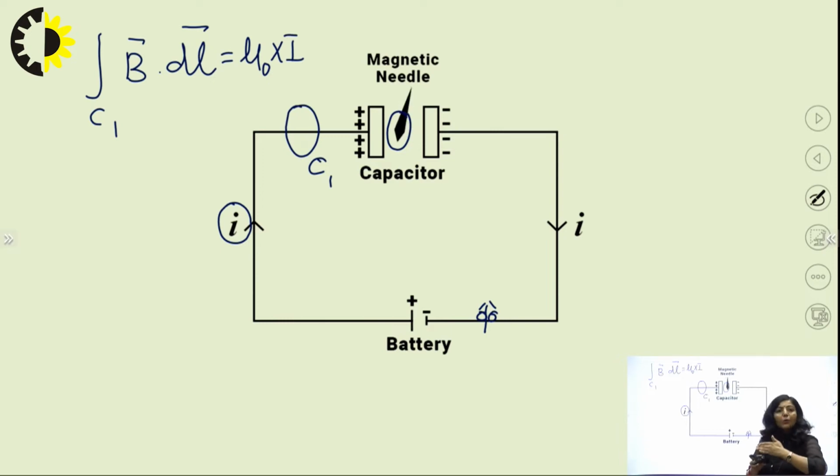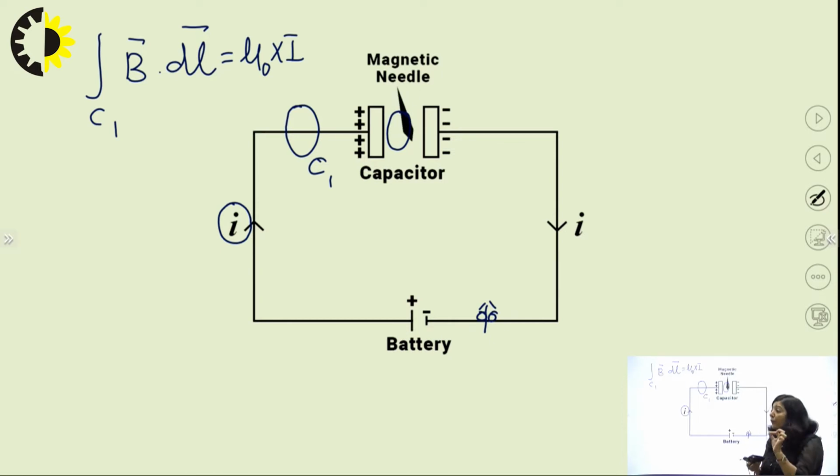So from 0 to 10 seconds means from the point where the charge over these two plates was 0, up to the time when these two plates are fully charged, 10 seconds are taken by these two plates.